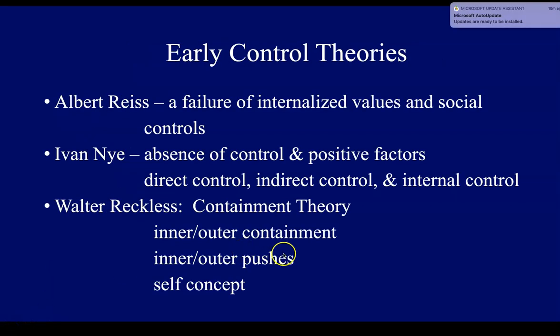So about the same time that Nye was formulating his theory, Walter Reckless proposed the containment theory. And this is built on the same concept of internal and external control, but Reckless really termed it inner and outer containment. He said that inner and outer pushes and pulls will produce delinquent behavior unless it's contradicted by inner or outer containment. So the idea here is that an individual is motivated to deviancy unless there is containment.